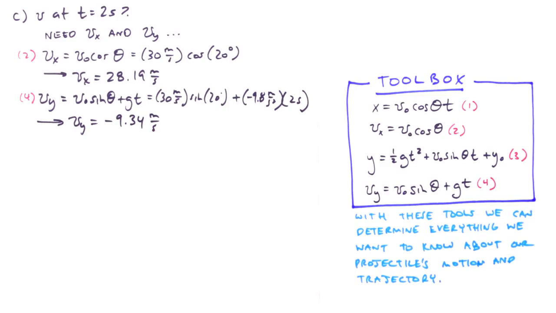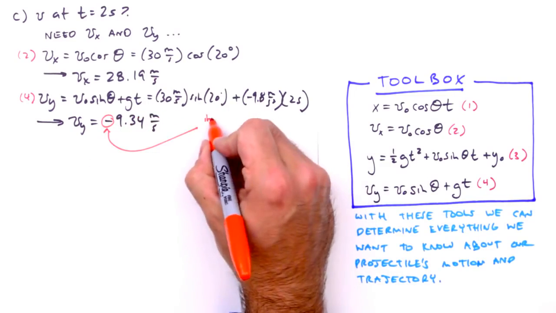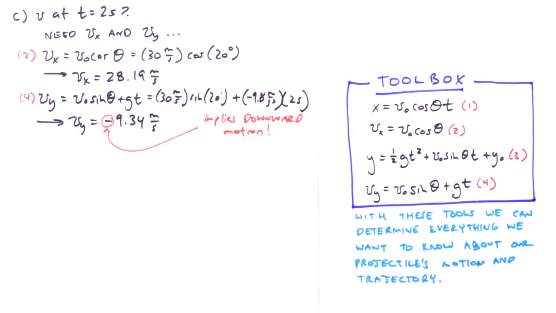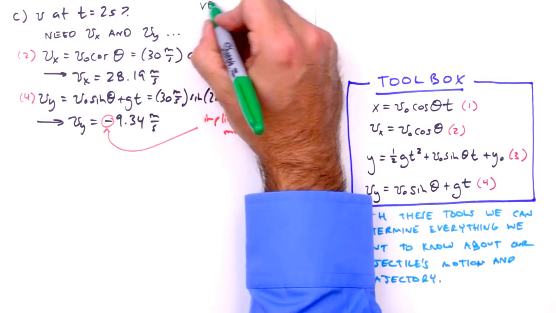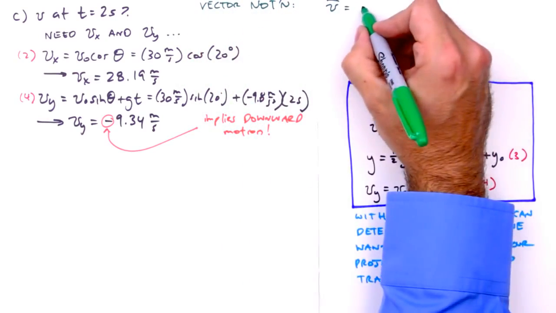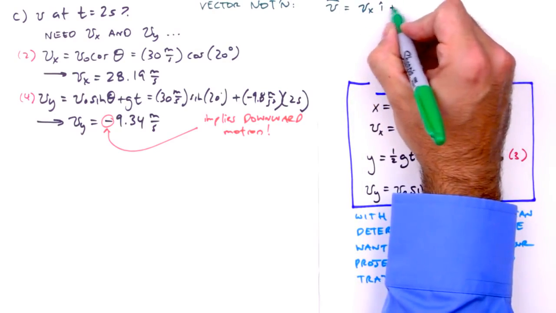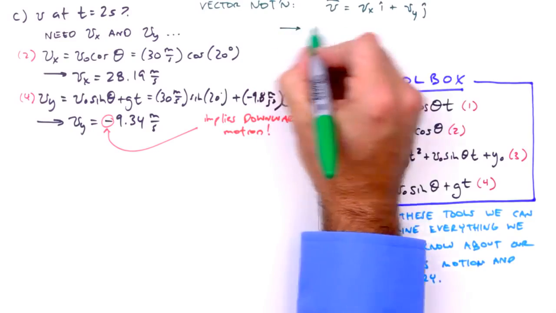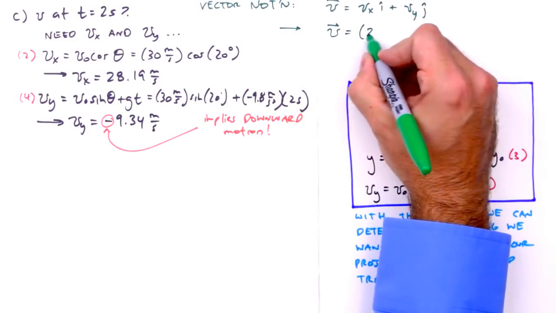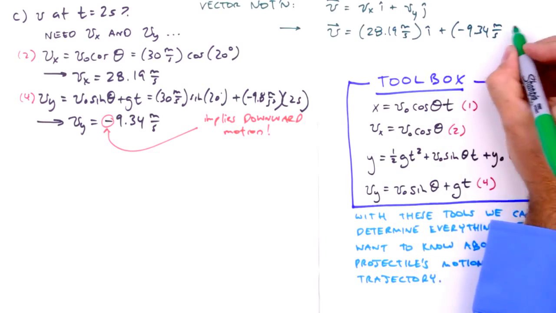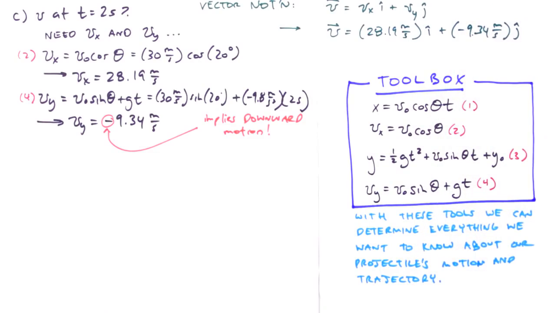What's up with that negative sign? That negative sign implies motion in the negative y direction, that is, downward. Now at this point we could write our solution in vector notation, where the velocity vector is equal to the magnitude of the velocity's x component times the unit vector i hat, plus the magnitude of the velocity's y component times the unit vector j hat. That will give us the solution v equals 28.19 meters per second i hat plus negative 9.34 meters per second j hat, which is fine and dandy.